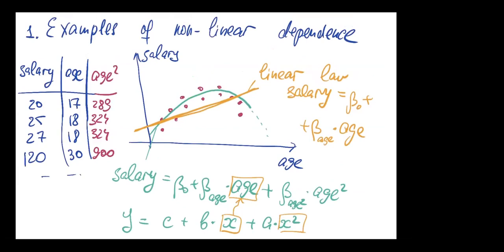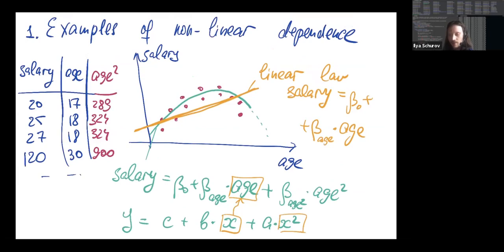Can I ask a question? Sure. I don't think I understand why we need age squared. We believe, or we see from the data, or we have good theoretical grounds to say that our relation is nonlinear. And for example, we can expect that this relation is given by something like a quadratic law. It means graphically that we have something like a parabola.